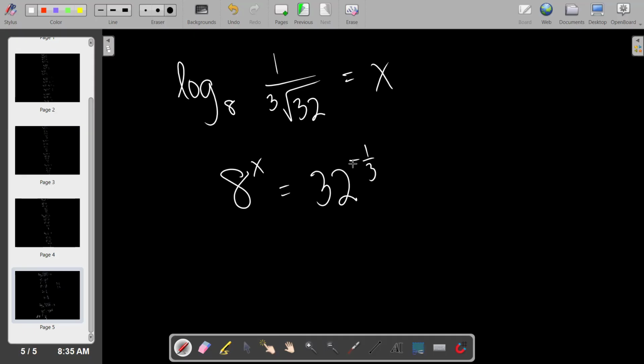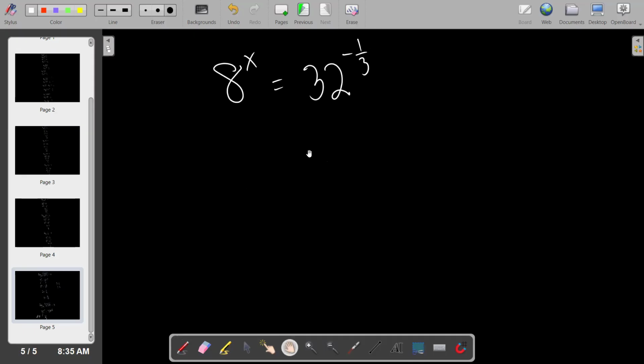It's negative because it's on the bottom, and it's a 1/3 because it's a cube root, and now we have to play matchy base. 8 and 32 are both powers of 2. What is this 8 as a power of 2? So 2 to the 3x. What is 32 as a power of 2? 2 to the 5th, so this is negative 5/3.